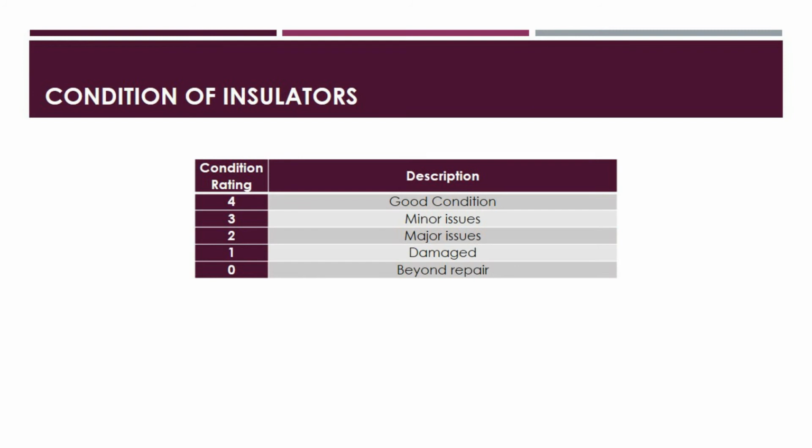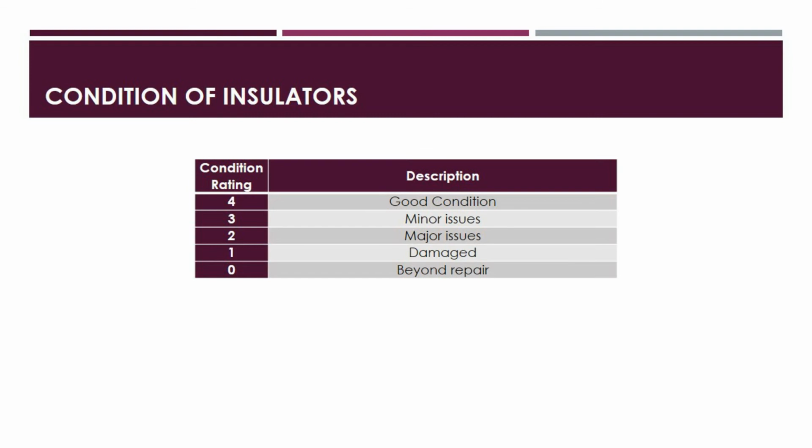The second one is the condition of insulators. With a rating of 4, it means that the support insulators are in good condition, which means that they're not broken and are free of chips, cracks, flashover burns, copper splash or copper wash, and the cementing and fasteners are secure. So overall, good or perfect condition.